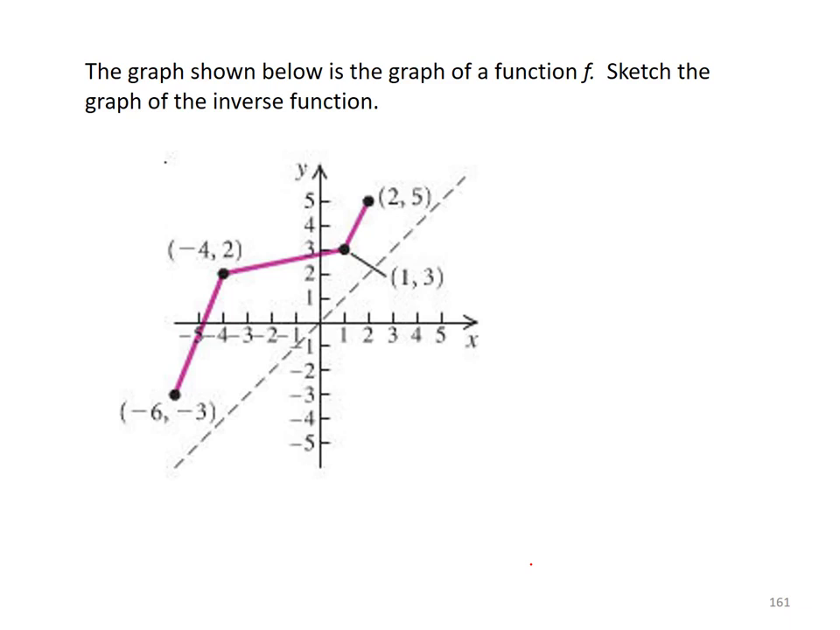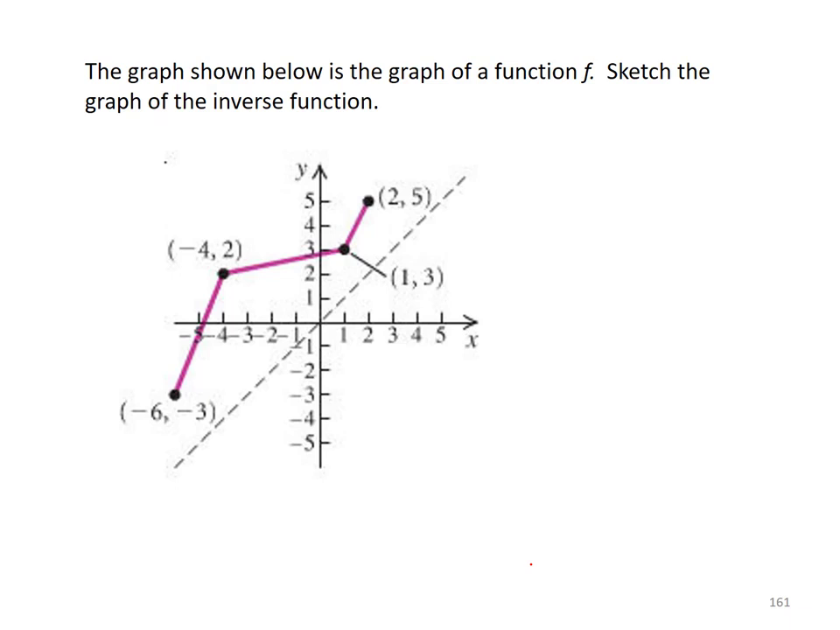And the fourth point is, let me say that again. -6, -3 is the first point. -4, 2 is the second point. 1, 3 is the third point. And 2, 5 is the fourth point. And it's connected by line segments.